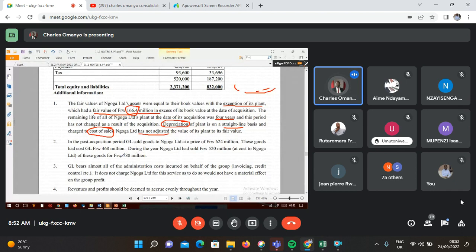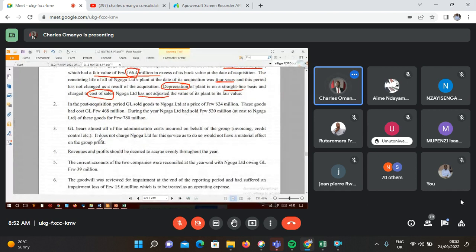Which topic is this? This is intercompany sales, where the parent sells to the subsidiary or the subsidiary sells to the parent. I'll come back to that.